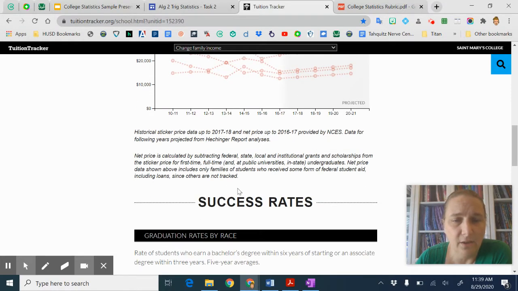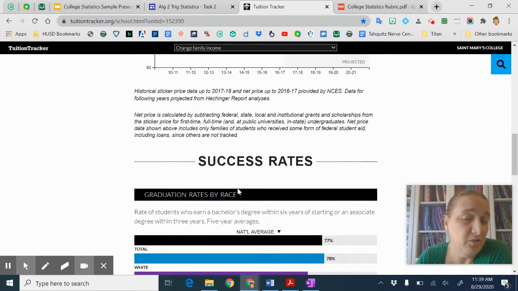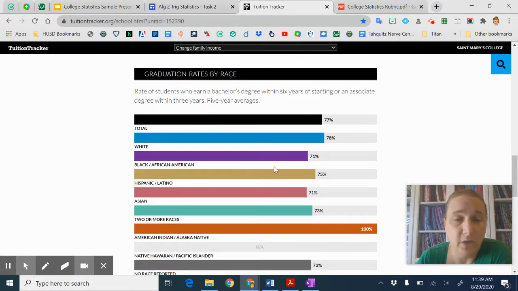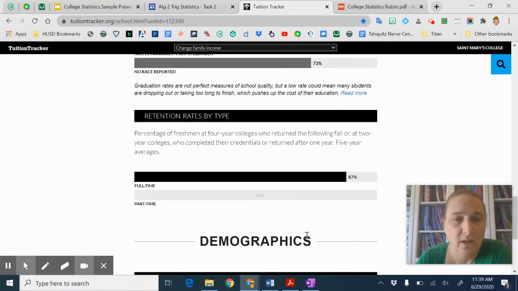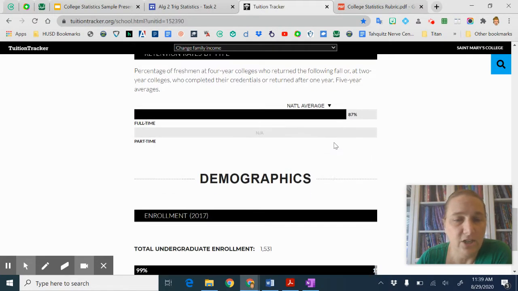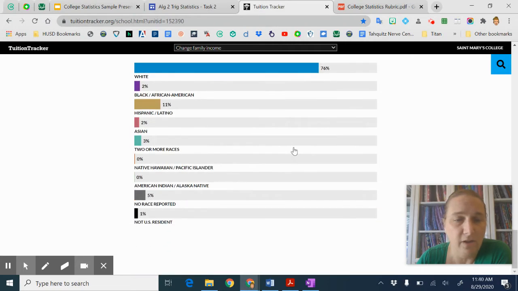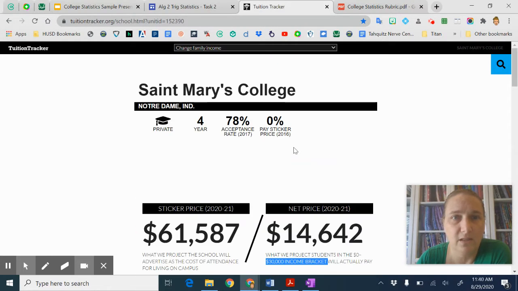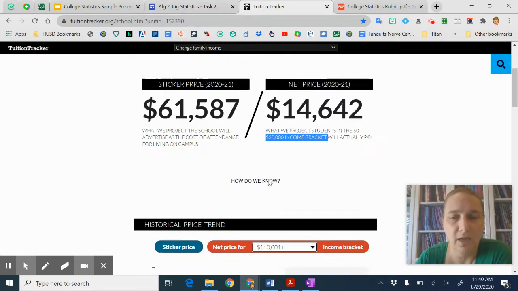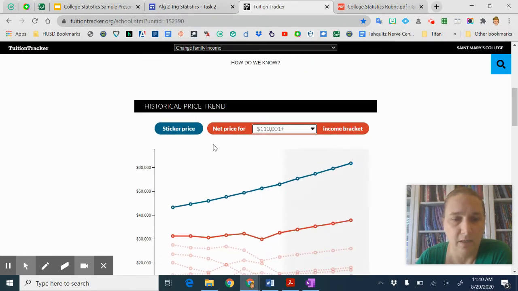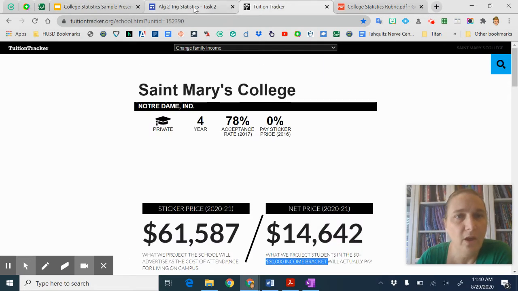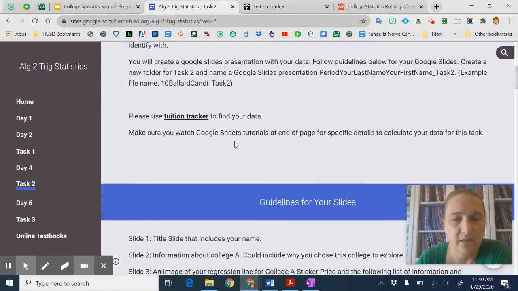And then some other interesting information. They've got graduation rates in there. That might be something you might want to touch on in some of your facts. And then they have retention rates and some other demographic information in here as well. So that's some good stuff for you to maybe, if you wanted to, include it. But mostly we're looking at the net price and the sticker price, okay? And the blue line's sticker price, red line's the net price. All right, so let's look at the next piece of this.